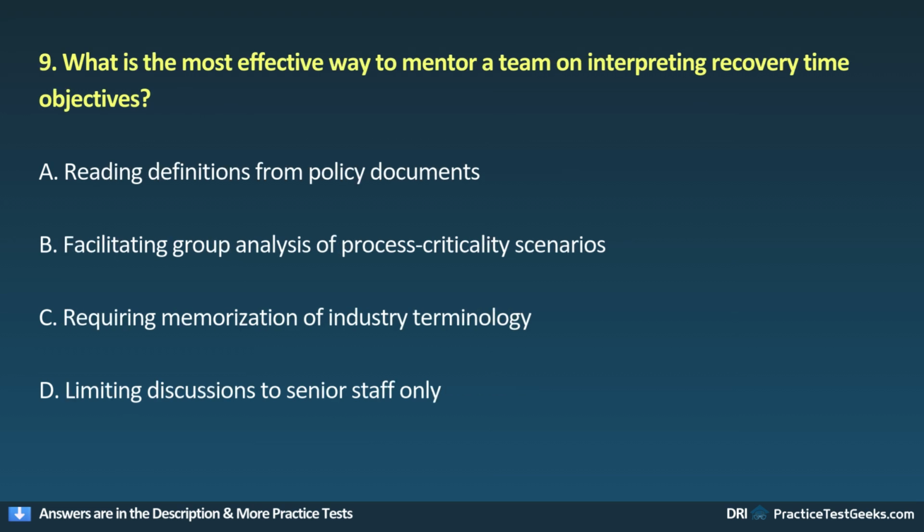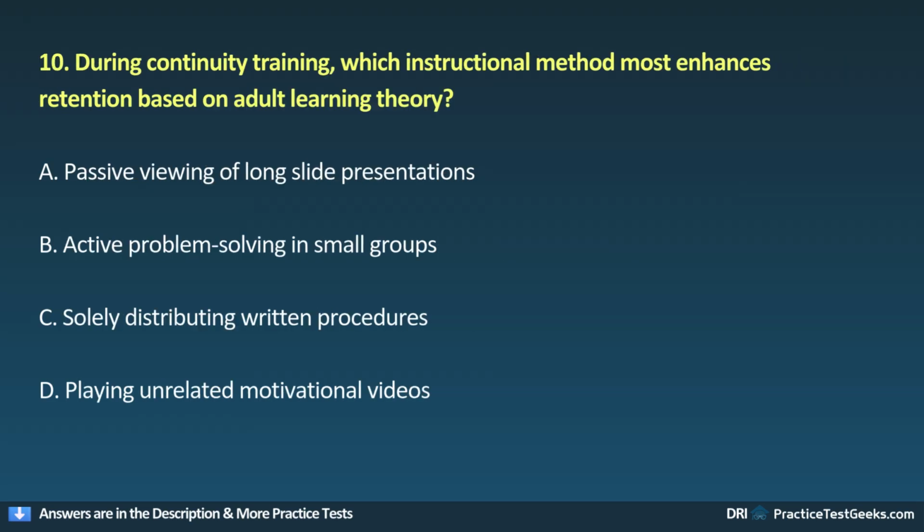9. What is the most effective way to mentor a team on interpreting recovery time objectives? A. Reading definitions from policy documents. B. Facilitating group analysis of process criticality scenarios. C. Requiring memorization of industry terminology. D. Limiting discussions to senior staff only.